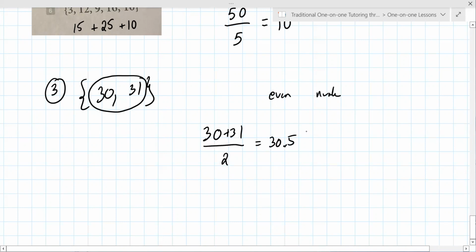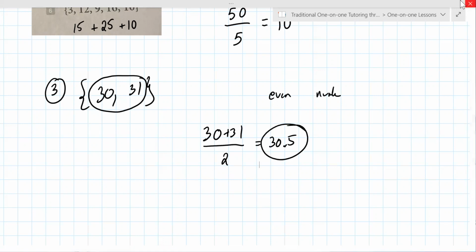So 30.5. Okay, so let's actually do 8 next, just because it's got fewer numbers in the data set.